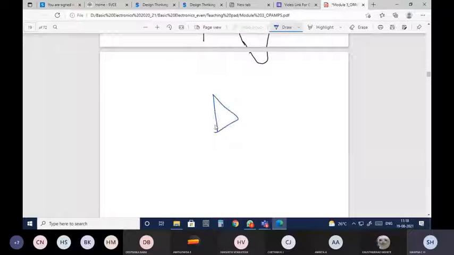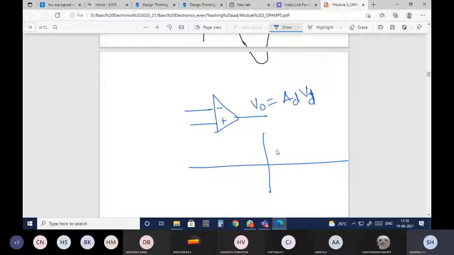See, this is your ideal op-amp, right? It will take the difference and find the output. V0 is nothing but AD times VD. So VD, the difference between these two, will be taken and amplified. Since the ideal op-amp gain is infinite, as you increase VD, it will go to infinite. But practically that will not happen.